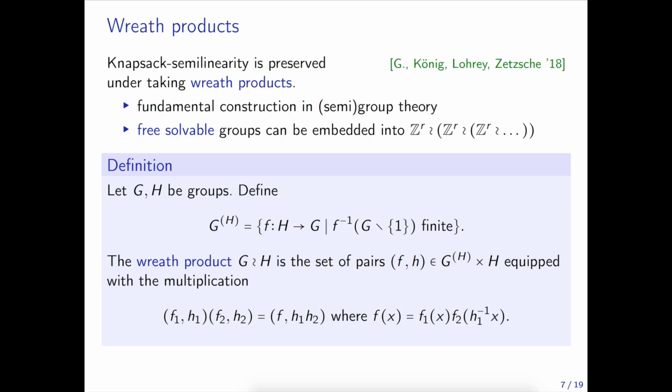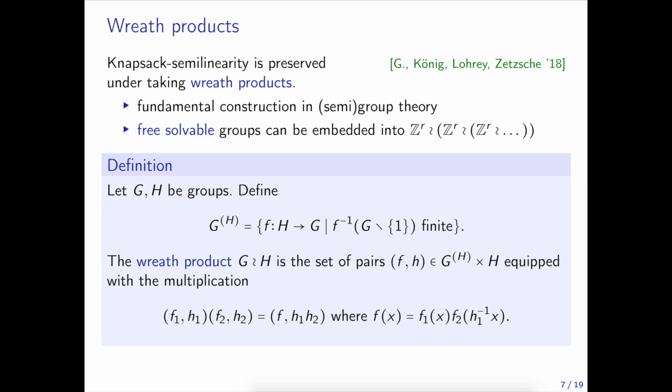Another construction which preserves knapsack semilinearity is the wreath product. The wreath product is a fundamental construction in group theory and semigroup theory. It can be used, for example, to study free solvable groups, since free solvable groups can be embedded into iterated wreath products of free abelian groups. This is the famous Magnus embedding. So let me first give you the formal definition, which may seem very technical at first glance, and then a more intuitive picture on the next slide.